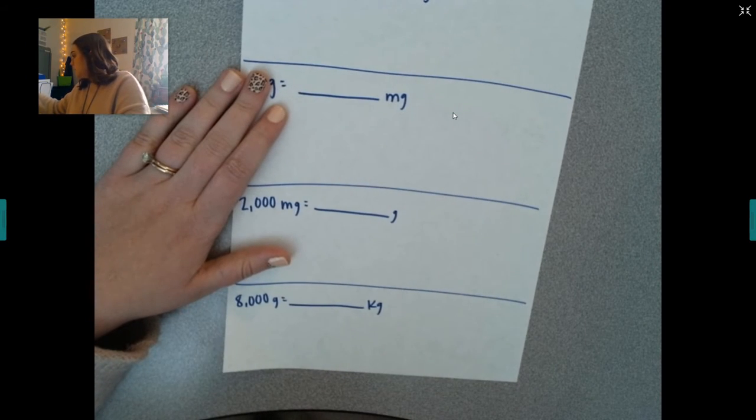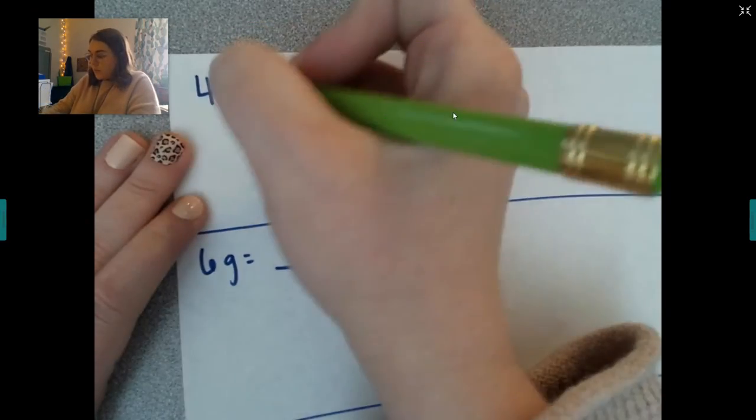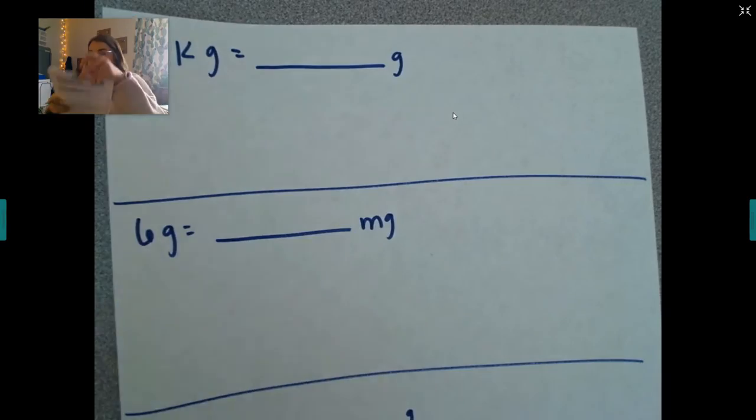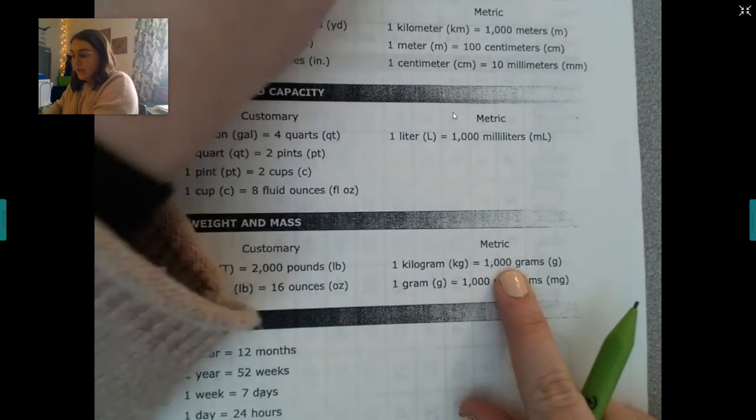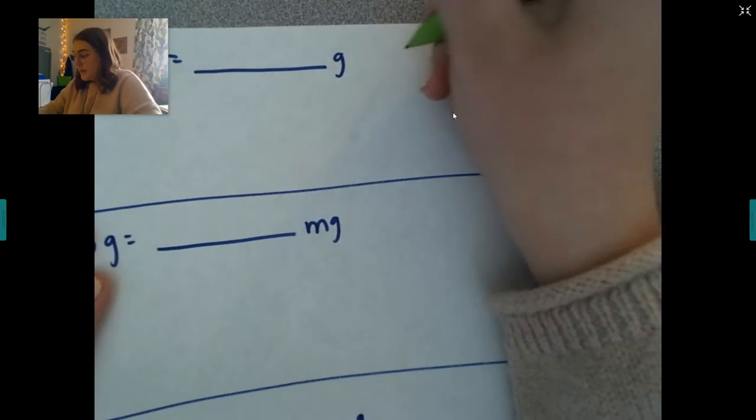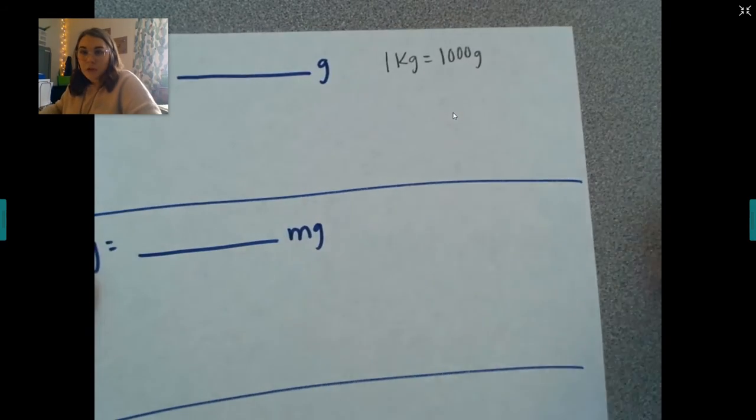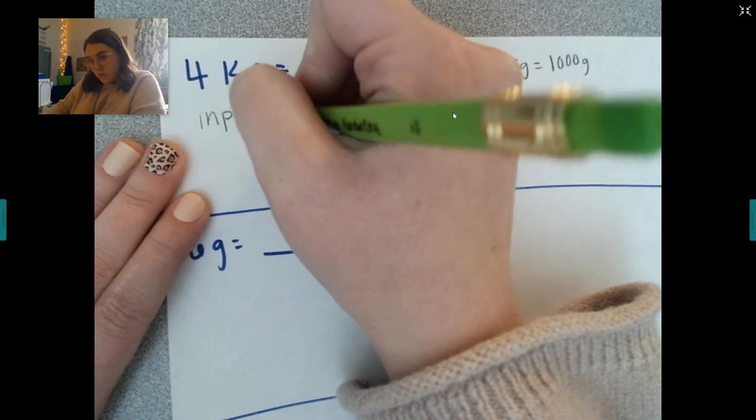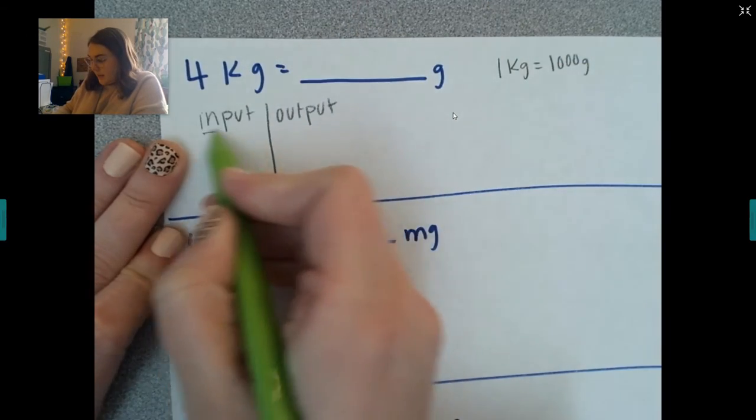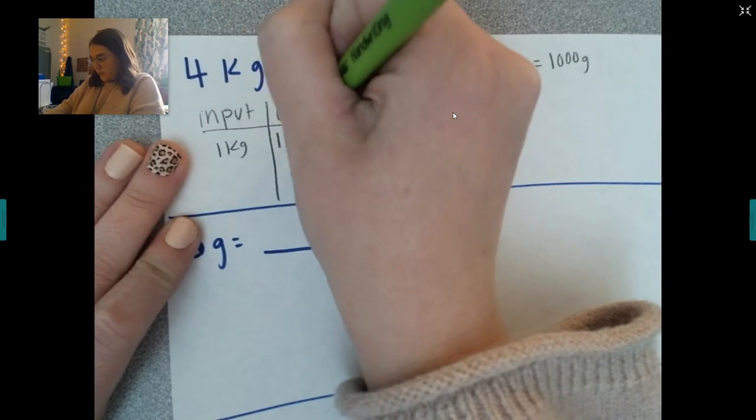So let me get out my pencil. Let's go to 4 kilograms equals how many grams? So when I saw this, I immediately went to my star chart and I noticed 1 kilogram is 1,000 grams. So I'm going to write that over here. 1 kilogram equals 1,000 grams. So now I'm going to take my input-output table and I am going to write that in first. 1 kilogram is 1,000 grams.